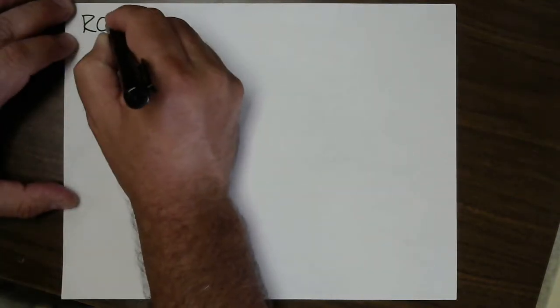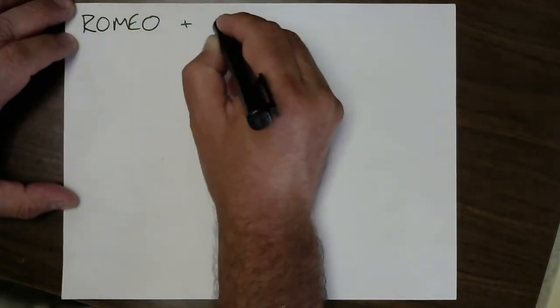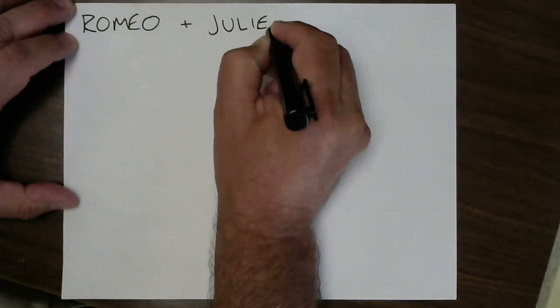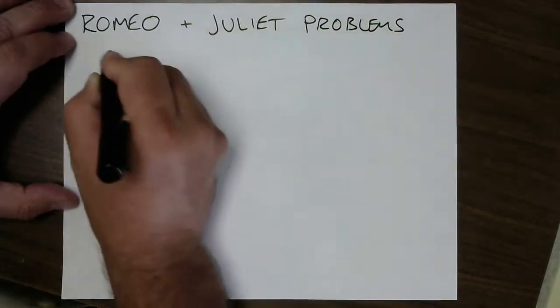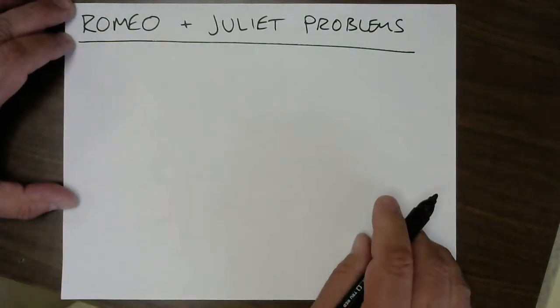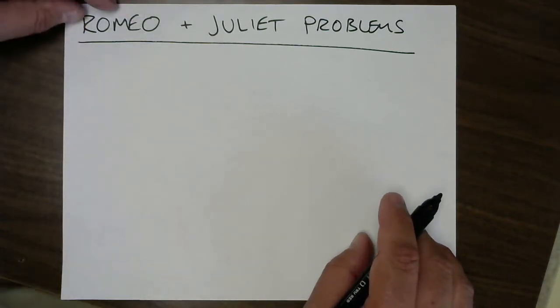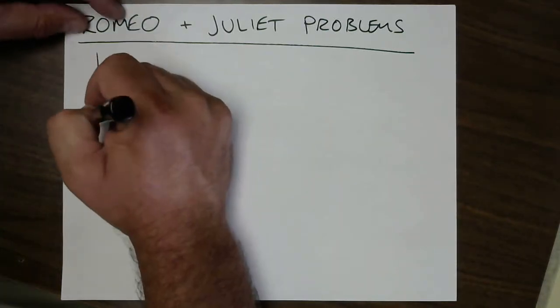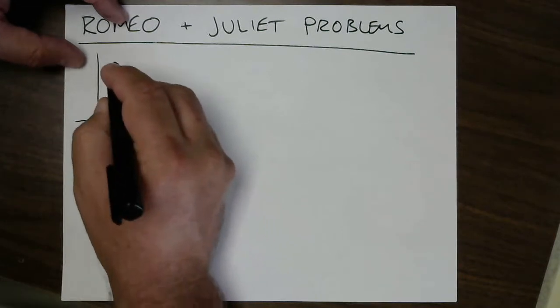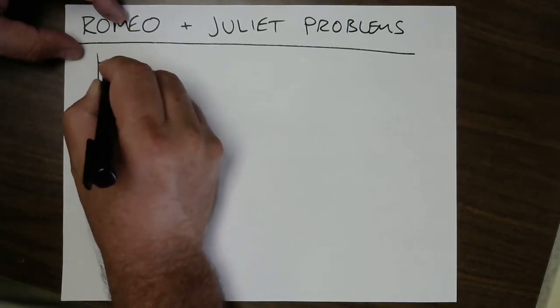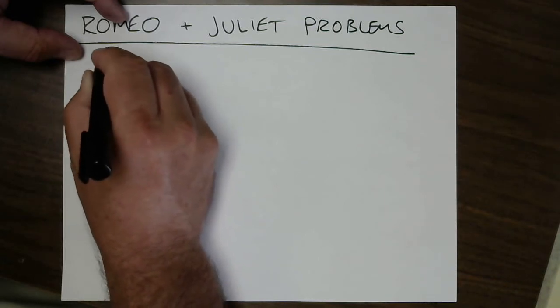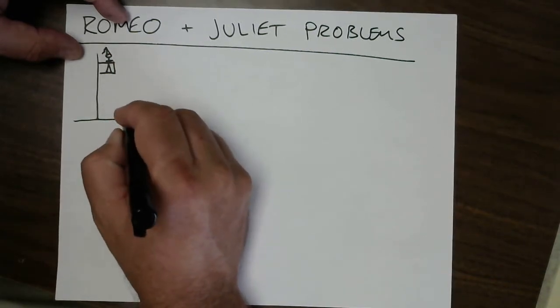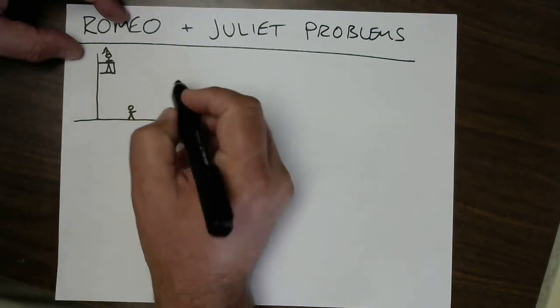So these are the Romeo and Juliet problems. I use them as a teaching technique, but they're a little different than what actually happens in Shakespeare's play. This is the scene where Romeo is outside of Juliet's balcony, professing his love for her. So here he stands on the lawn below, and there's Juliet.